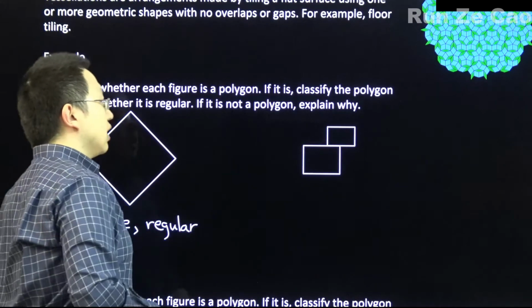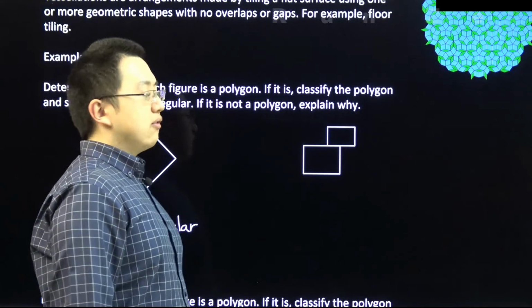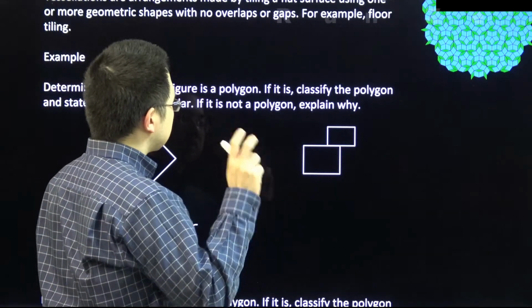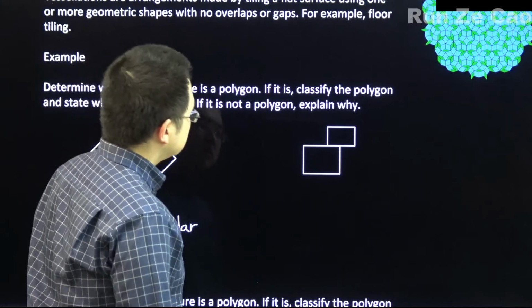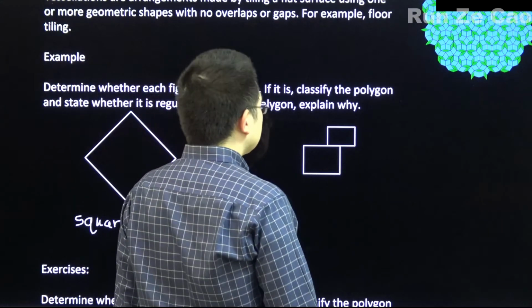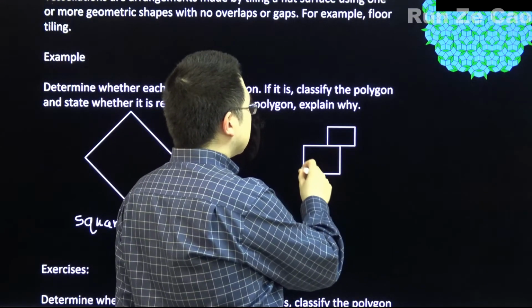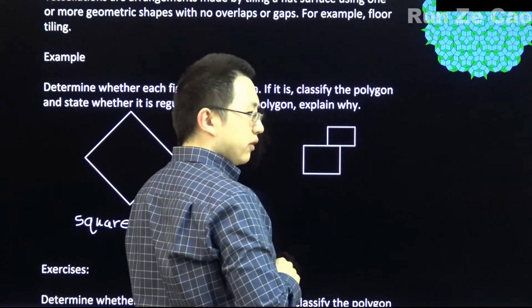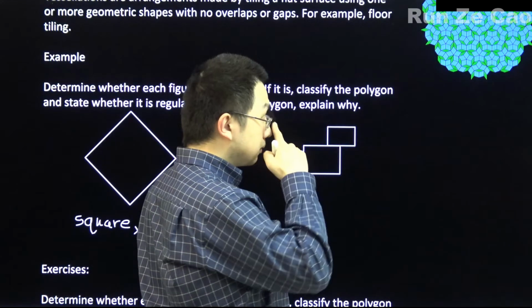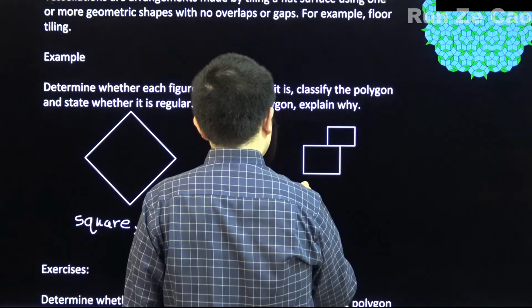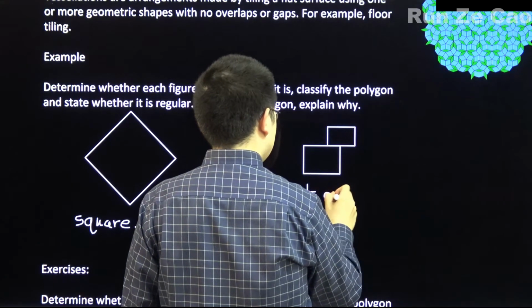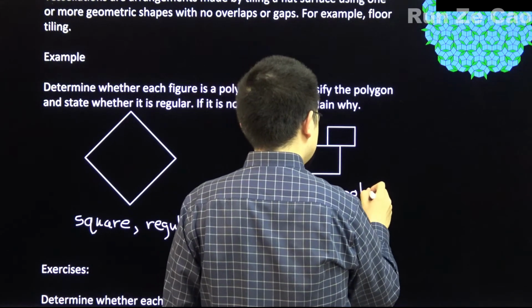This is not a polygon because, well, you have lines that cross each other, or rather meet each other. You don't end up with your pencil where it started if you draw this all in one stroke. So this is not a polygon.